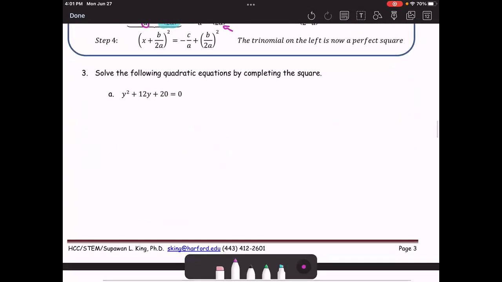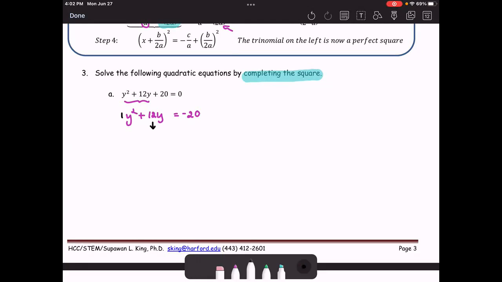For the example, we are going to complete the square to solve this quadratic equation. In part A, we have y squared plus 12y plus 20 equals 0. To complete the square, our variable is y. So we're going to leave these two terms together on one side and move the constant term to the other side. So we're going to subtract 20 from both sides. And the next step, since the leading coefficient is already 1, we do not have to divide all by 1 because it's already the same.